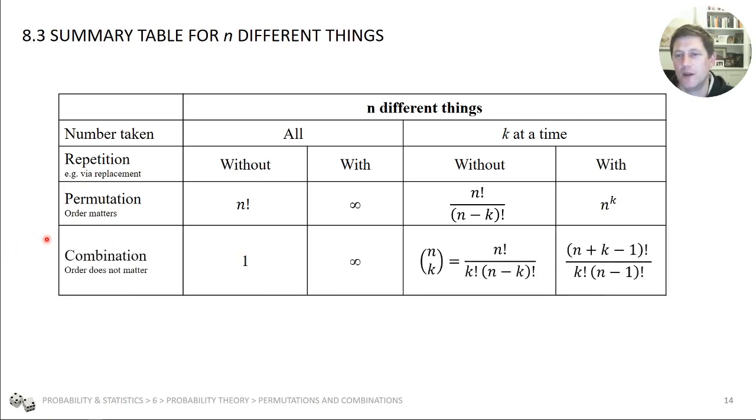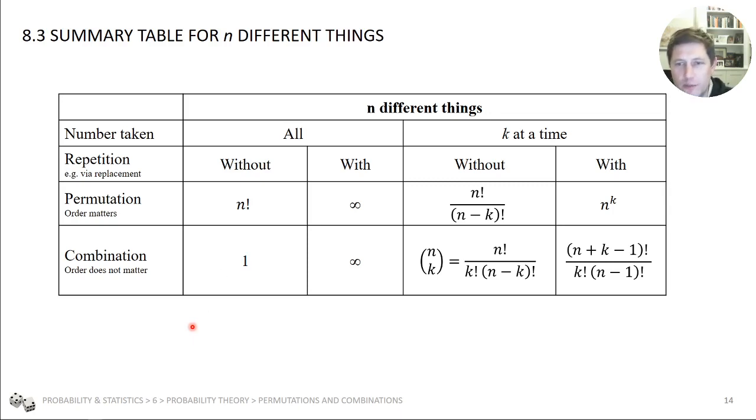Then for the case of the combination, if you're taking all of them without repetition, there's only one way of doing it, because once you've taken all of them, you've got all of them. It doesn't matter what order you took them in, there's just that one way of doing it. If you're taking k at a time without repetition, we've got this term, n factorial over k factorial times n minus k factorial, and with repetition we've got this one that we saw earlier. So we can see there a matrix of the different situations that we're dealing with.